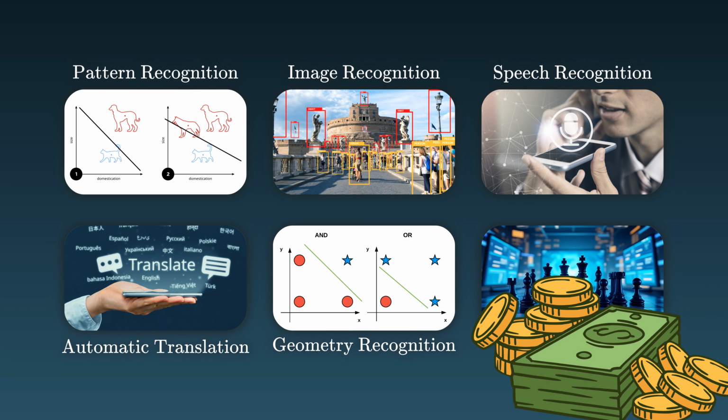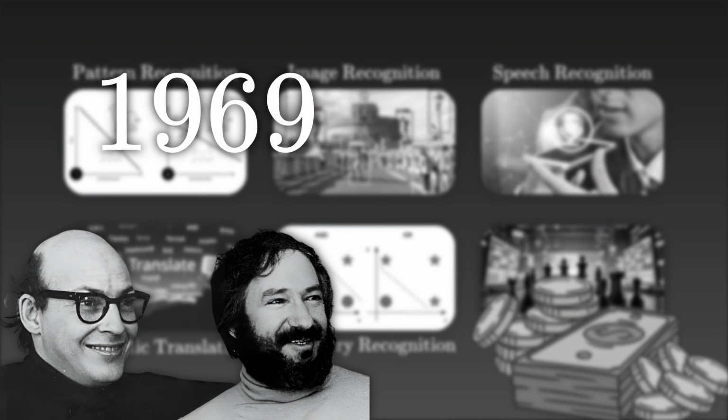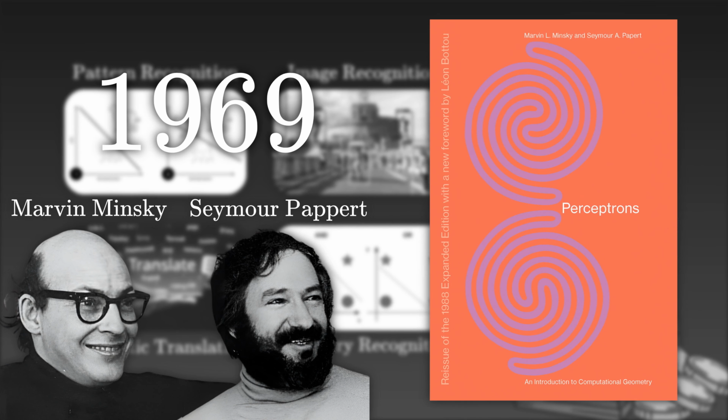But that optimism wouldn't last long, because in 1969, Marvin Minsky and Seymour Papert published a book called Perceptrons. In it, they exposed a critical weakness that would prove almost fatal to Rosenblatt's model.